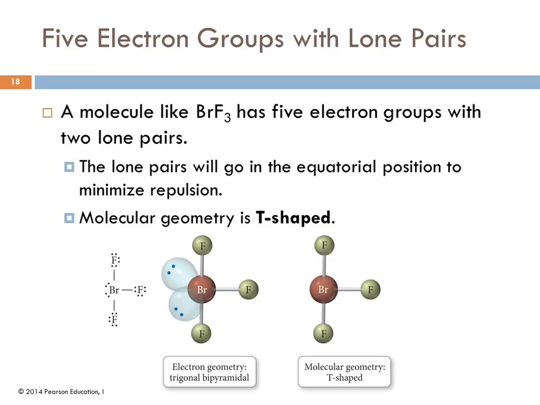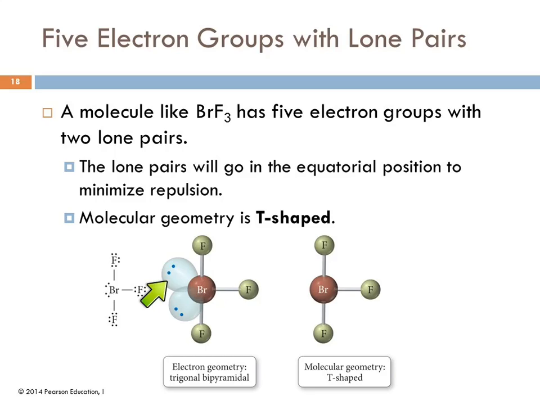If we have 5 electron groups with 2 lone pairs, so here is bromine trifluoride. We look at the central atom, it's got 3 bonds, 2 lone pairs, 5 groups. 5 groups get away from each other in a trigonal bipyramidal shape. So here we've got the up and down, and then we've got the equatorial ones going around the middle.